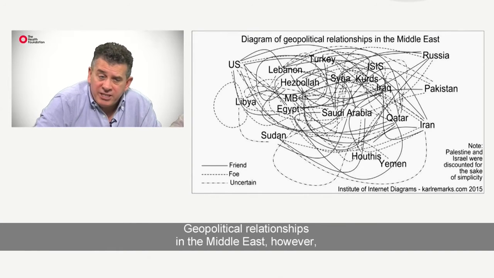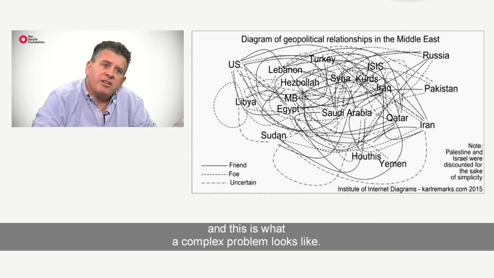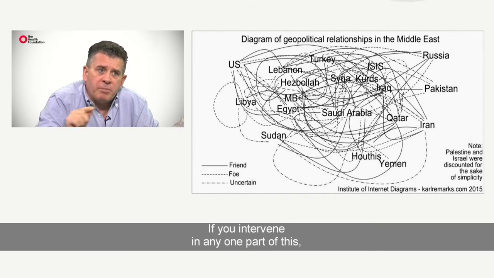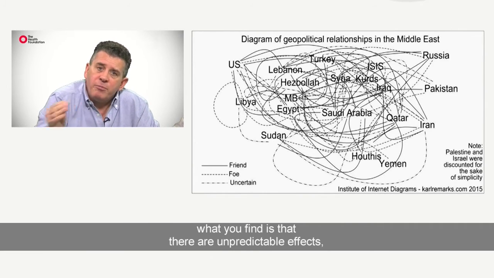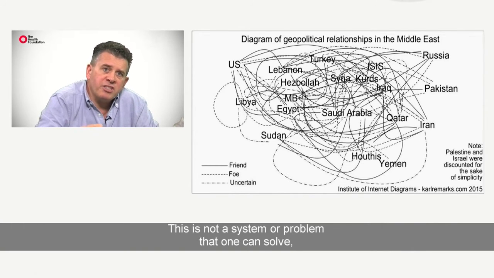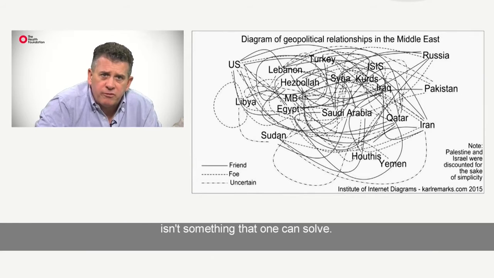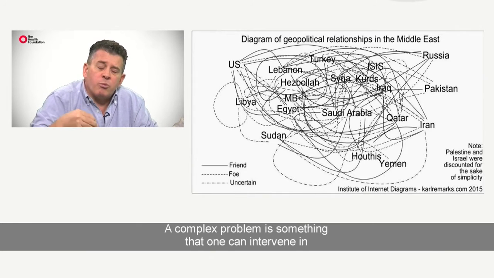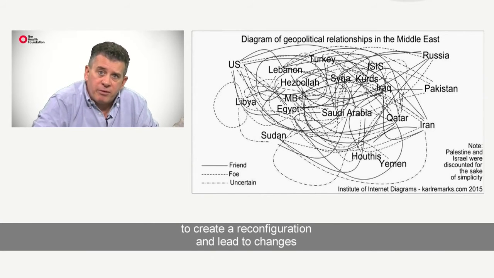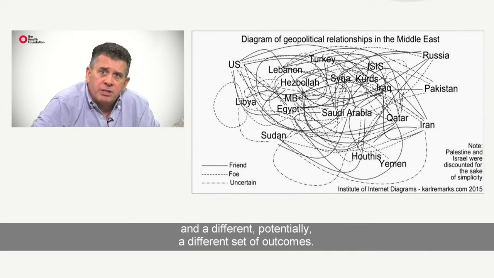Geopolitical relationships in the Middle East, however, are a rather different category of problem. And this is what a complex problem looks like. If you intervene in any one part of this, what you find is that there are unpredictable effects. There are linkages across this entire system. This is not a system or problem that one can solve, because a complex problem in general isn't something that one can solve. A complex problem is something that one can intervene in to create a reconfiguration and lead to changes and potentially a different set of outcomes.